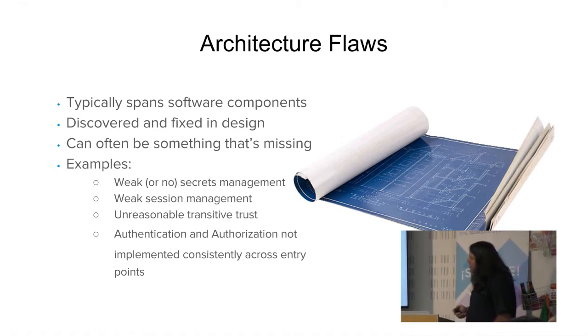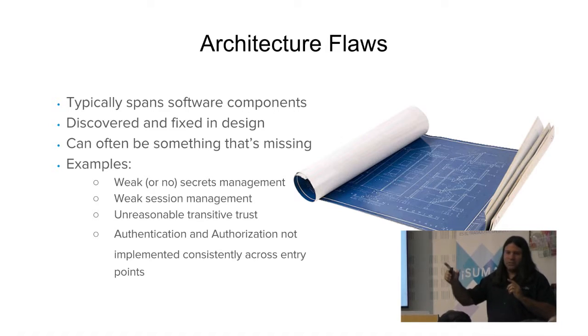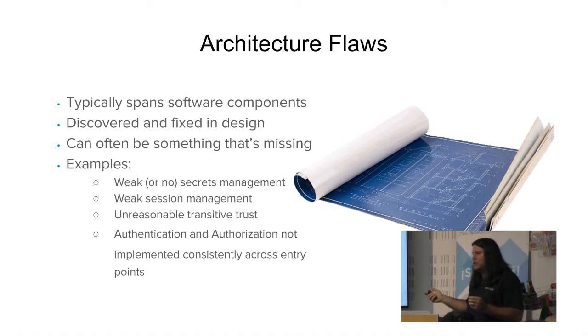Authentication and authorization not implemented consistently across entry points. I see that for an interactive web login. Users will get sent into a handler that will do, say, rate limiting and account locking if you put an incorrect password too many times. And then later we decide, hey, we want to allow mobile applications to access this system. And they'll spin up a new entry point for the mobile app and forget to do rate limiting or account lockouts.